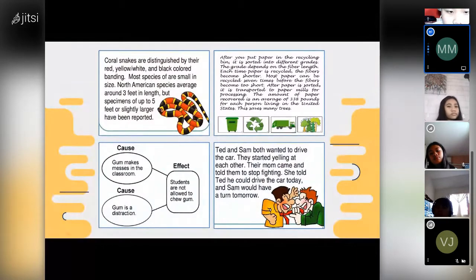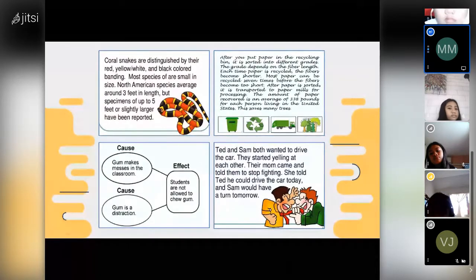Okay, my next question is, how do you call the information within a written text that is organized? You try to guess. What do you call that one? Organized text. Wow, it's a bright idea, Jack. Okay. Therefore, Jack, how will we know that the information is organized?